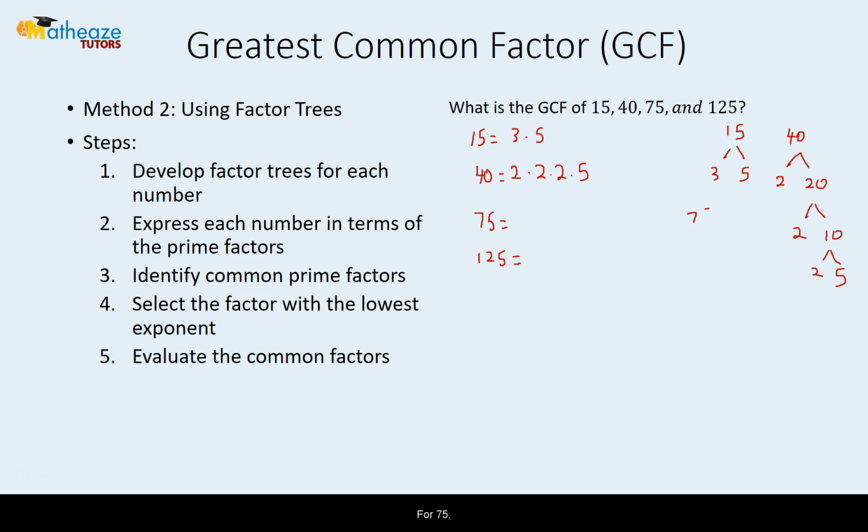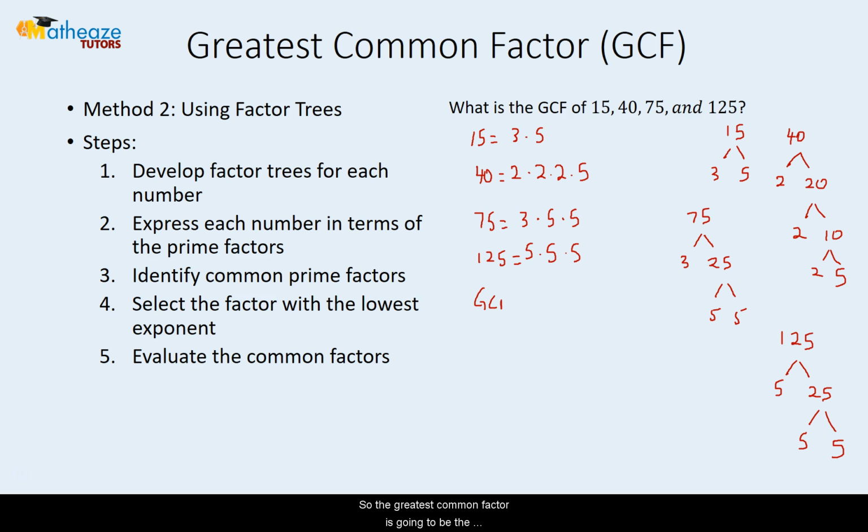For 75, we have 3 and 25, and 5 and 5. So we have 3 times 5 times 5. And for 125, we have 5 and 25, and then 5 and 5. So this is 5 times 5 times 5.